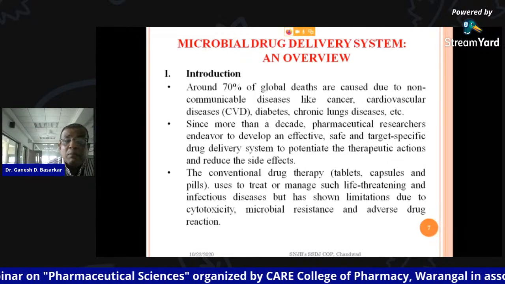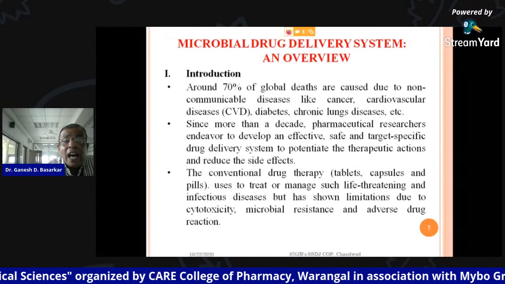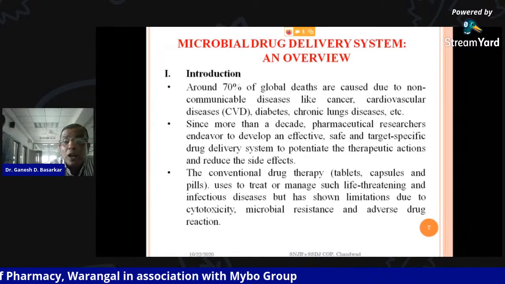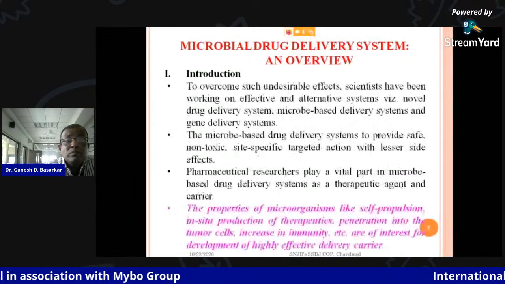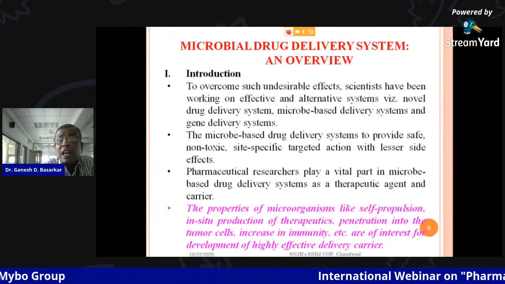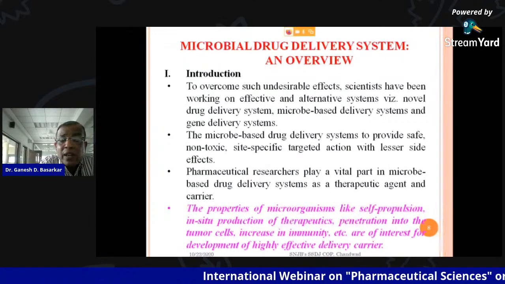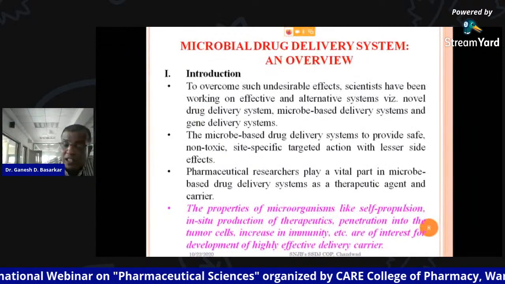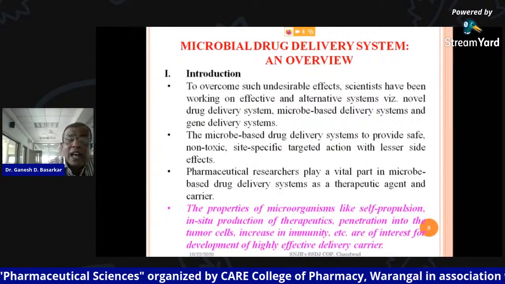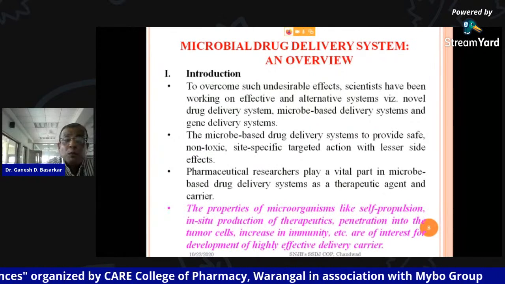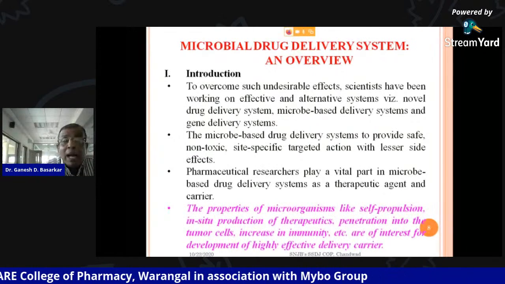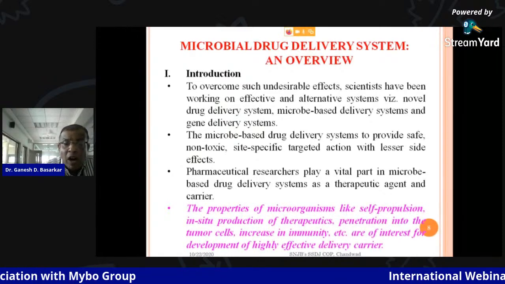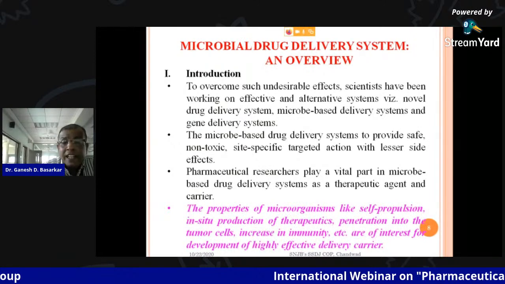Still they are available in the market, but there are certain unmet medical needs to treat non-communicable diseases like cancer and cardiovascular disease. So to overcome these undesirable effects, pharmaceutical scientists are always endeavoring toward effective alternative systems, as well as novel drug delivery systems. Then we go for nanoparticles and so on. One of the drug delivery systems coming back is microbial based drug delivery systems. Now, what makes these microbes a drug delivery system?